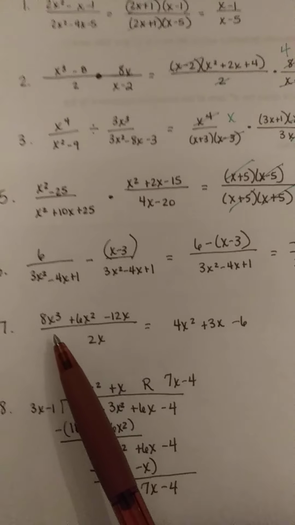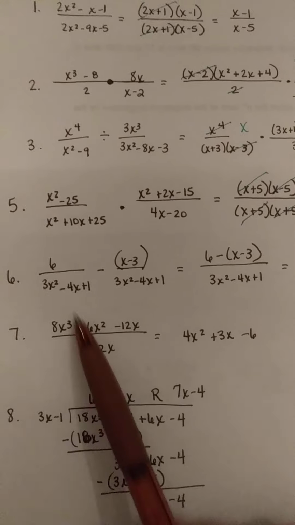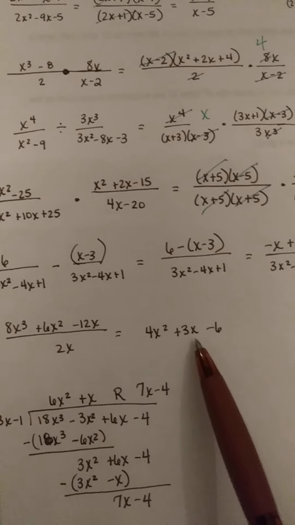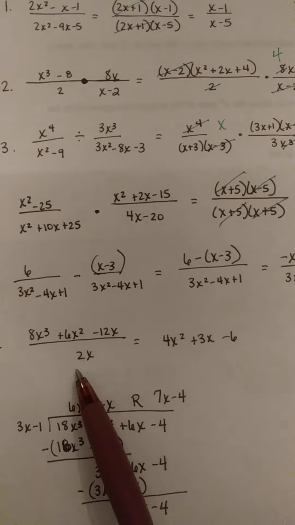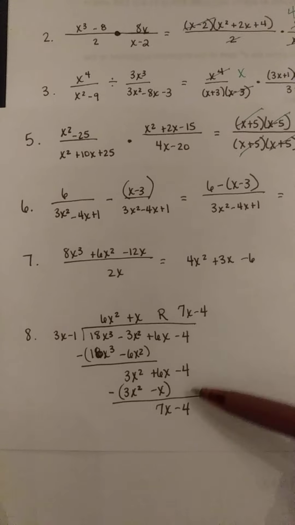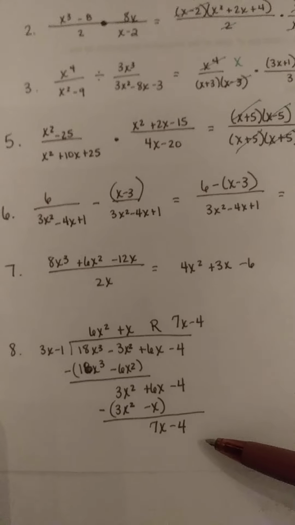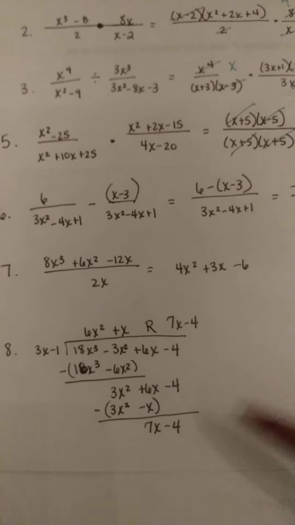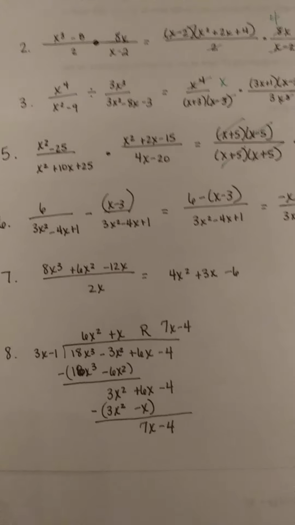Number 7, we can just divide each individual bit. So I did 8x to the third divided by 2x, 6x to the second divided by 2x, and -12x divided by 2x. There is not any long division on your exam. There was in the chapter, and it doesn't hurt you to practice one, but there won't be any on the exam. So this is the one that caught you. Don't get stressed by that.